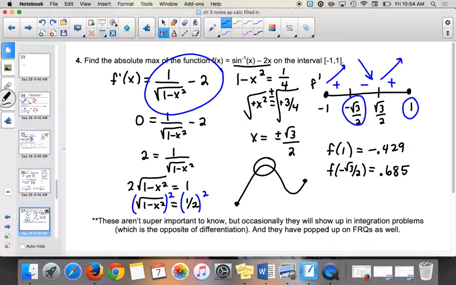Okay. So we say absolute max of 0.685 at x equals negative root 3 over 2. So we're saying it goes up to this highest point at this certain x value. Does that make sense? Yeah. How did we find f of 1 again? I just plugged back into the original. Yeah. And I just did it on my calculator.